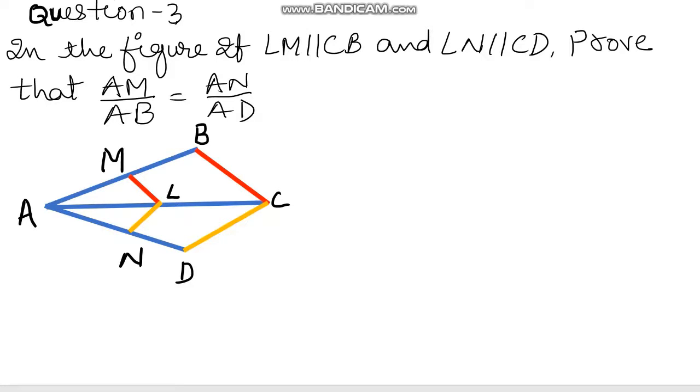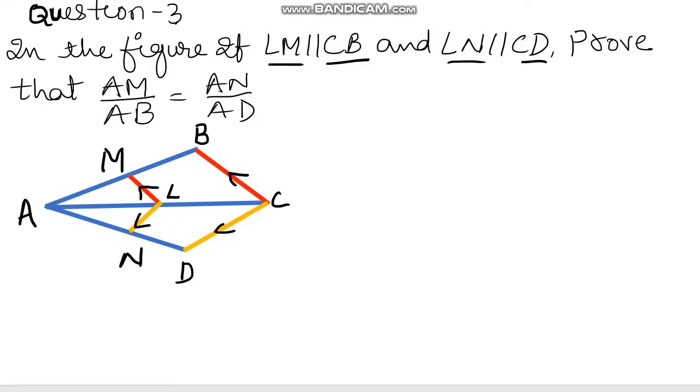In the figure, if LM parallel CB and LN parallel CD, prove that AM by AB equal to AN by AD. Now see first of all what is given. LM parallel CB. Children see, I have shown it with red colored segments. Now next LN parallel CD. See, this is LN and this is parallel to CD. Now you have to prove AM by AB equal to AN by AD.